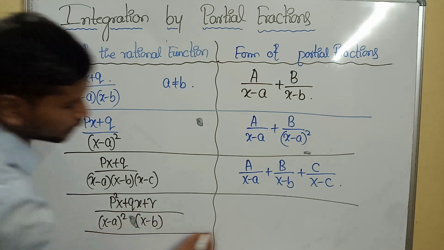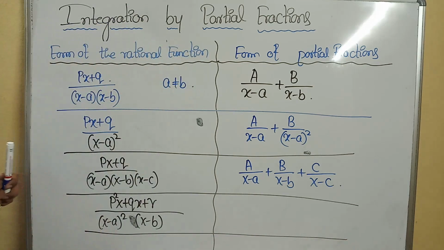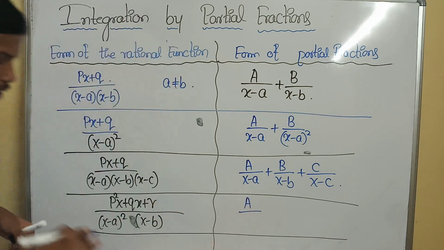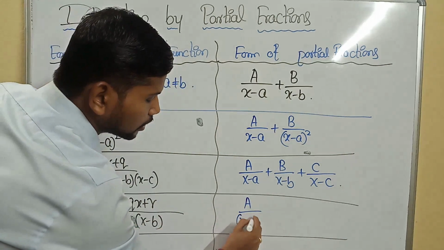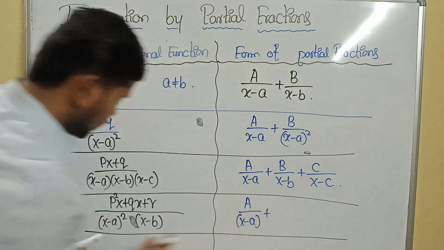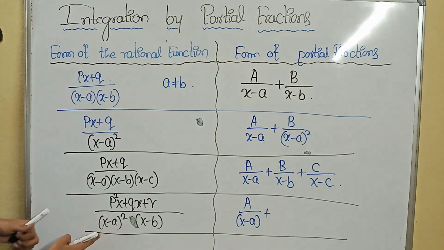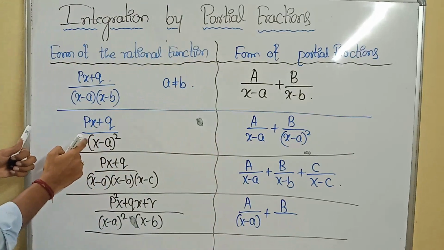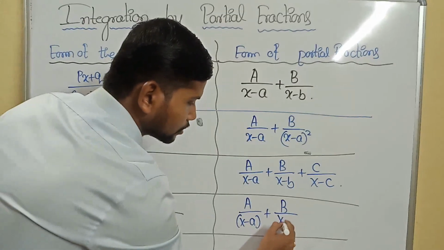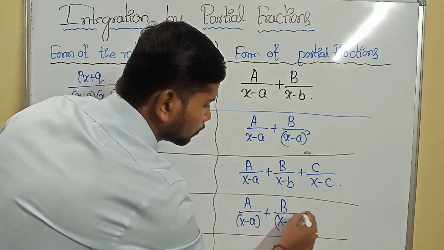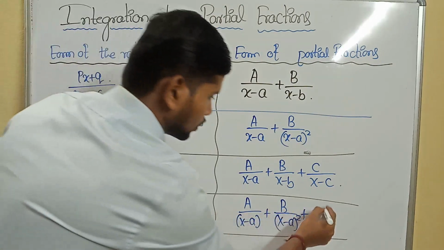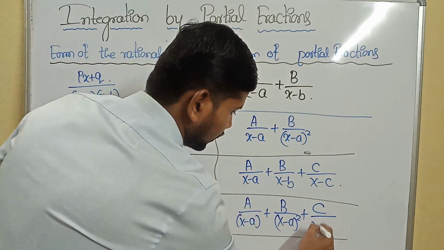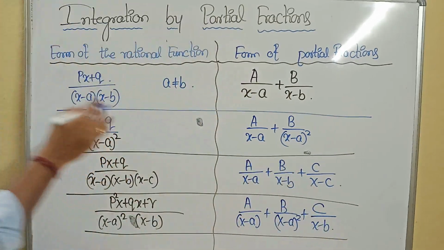Now how do I have to convert the particular example? It will be a divided by x minus a plus, it is linear repeated, that's why x minus a plus b divided by, I need to apply the second rule, that is x minus a whole square, plus c, which means one more linear is there, that is c divided by x minus b. We can say like this.